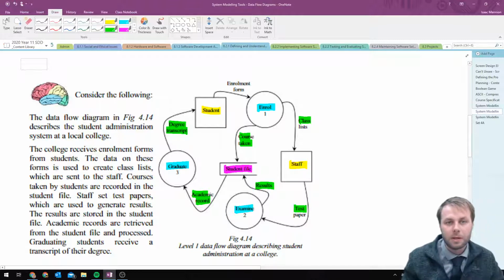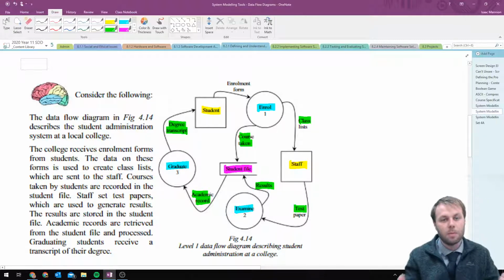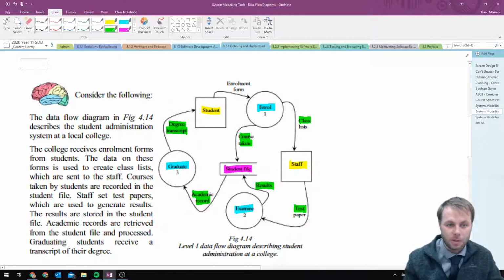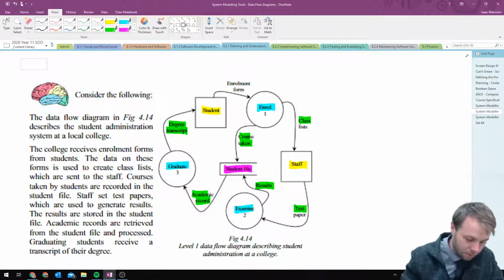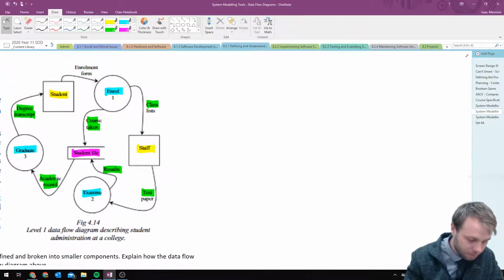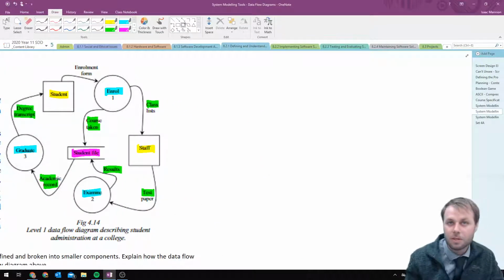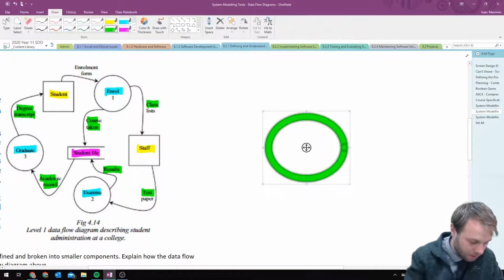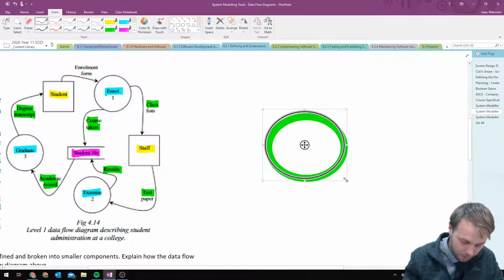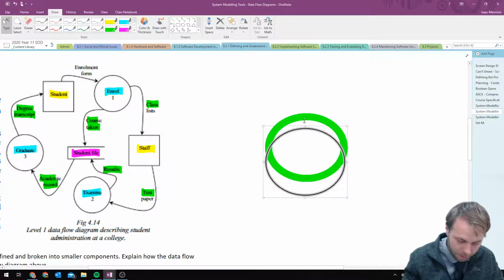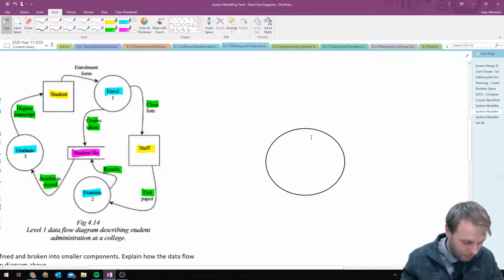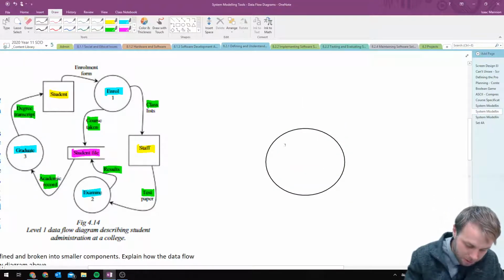So what we want to do now is take that information, go one step back, and create a level zero context diagram. So move this over to the side. Now, context diagrams have one single circle to represent the entirety of the system. So let's add our circle in there, and we'll make him black. Might delete my green one, and I'm going to label my system as the school administration system.